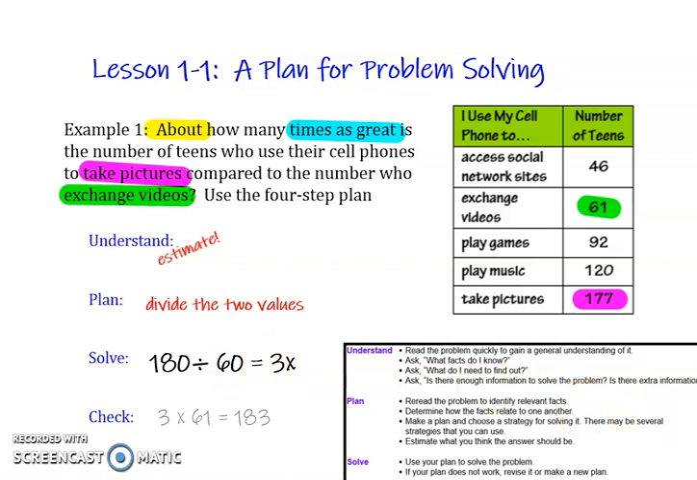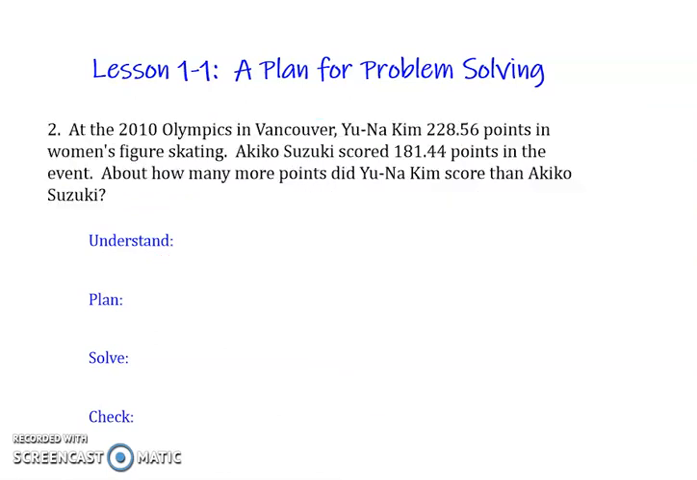Okay, that's one type of problem. And a big thing there that I sometimes skip when I don't read my best is that I miss the word about, which means estimate.